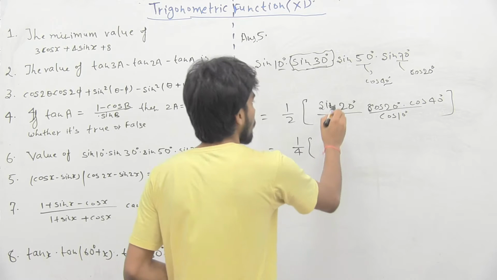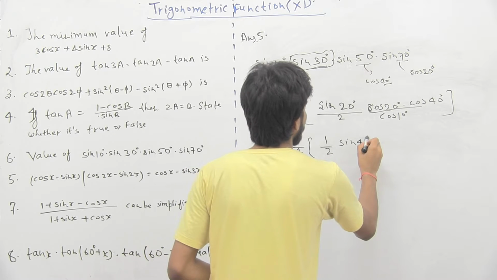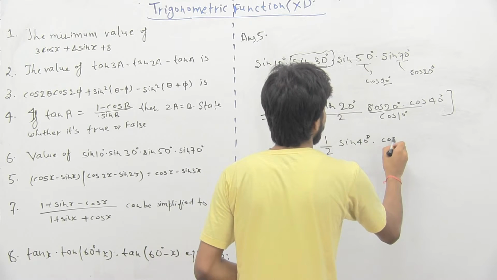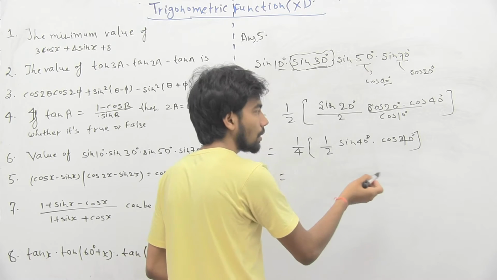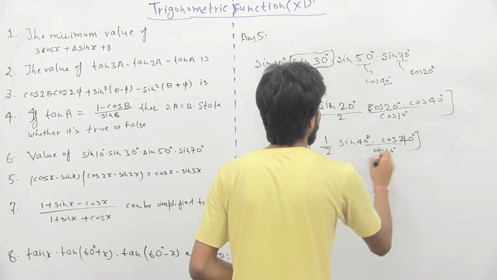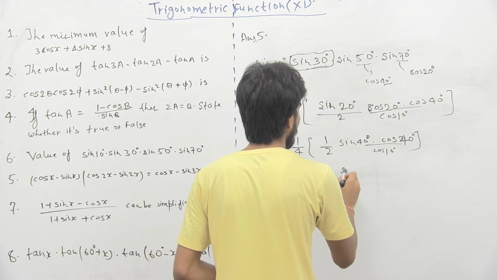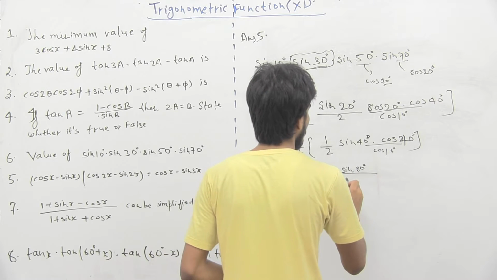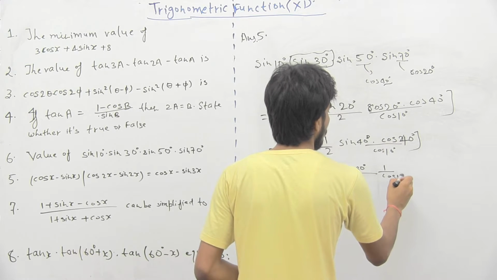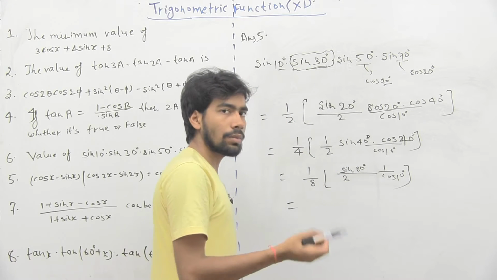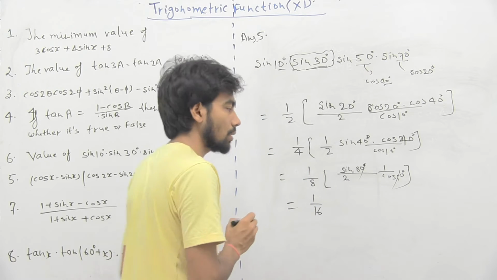Now this can be written as 1 by 2 into sine 40 degree, cos 40 degree, okay, and further we can write cos 10 degree, 1 by 8 into sine 80 degree divided by 2 into 1 by cos 10 degree, and sine 80 degree can be written as cos 10 degree, so both will get cancelled out. We will get only 1 by 16, which is the answer.